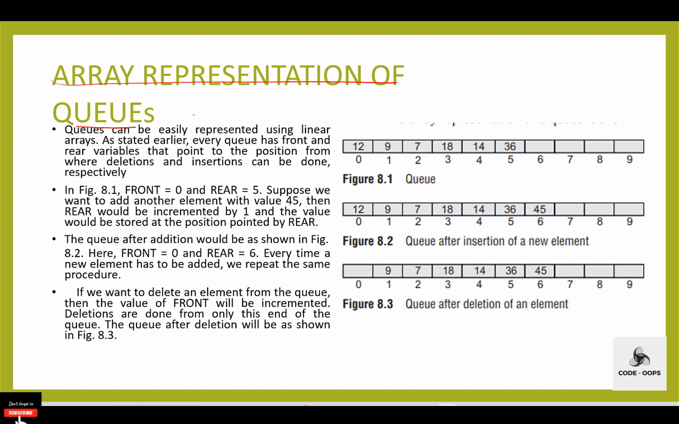Then array representation of a queue. A queue can be easily represented using a one-dimensional array. Every queue has a front and rear variable that point to the positions from where deletion and insertion can be done. Now in this queue, front is equal to 0 and rear is equal to 5. Now suppose we want to insert the element 45 in this queue. Then rear would be incremented by 1. Rear is equal to rear plus 1. Rear becomes 6. Now we can insert the element at index 6.